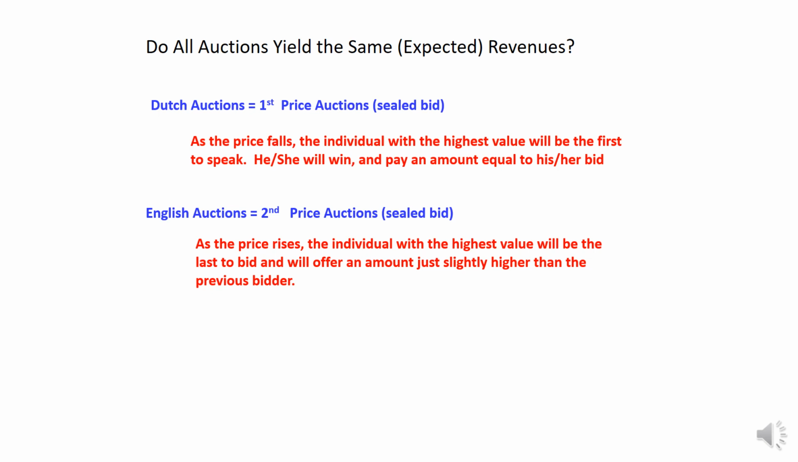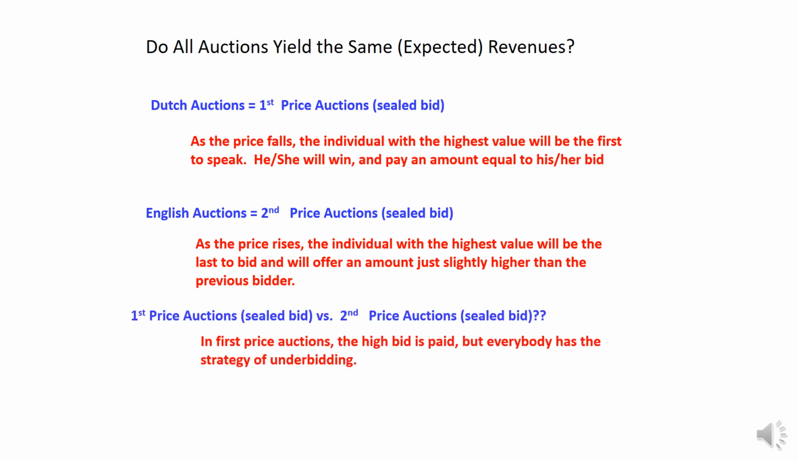So in the English auction, for instance, we don't have incentive to leave early, and we certainly have incentive to not leave late. Dutch auctions and first price auctions, in other words, have this optimal strategy of underbidding, which isn't true of second price auctions.